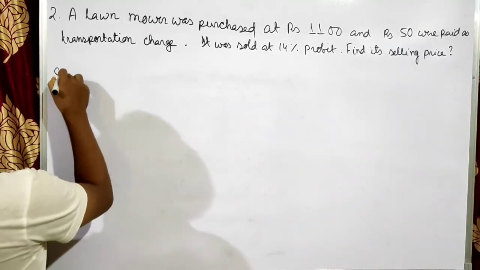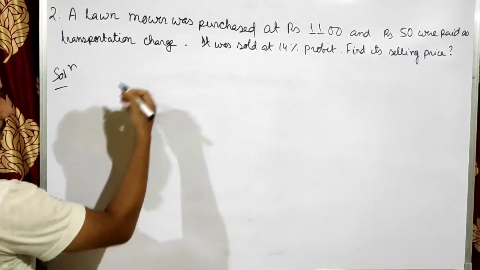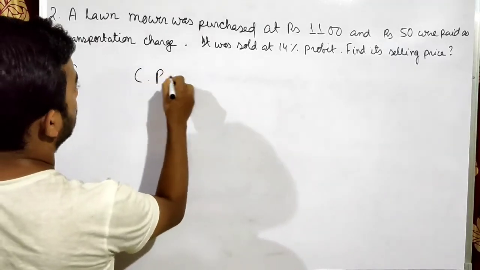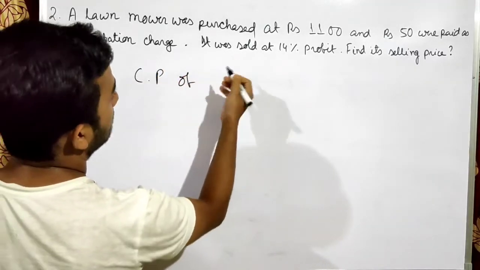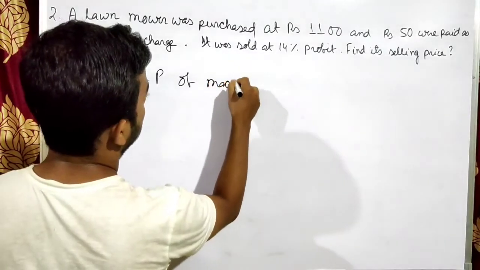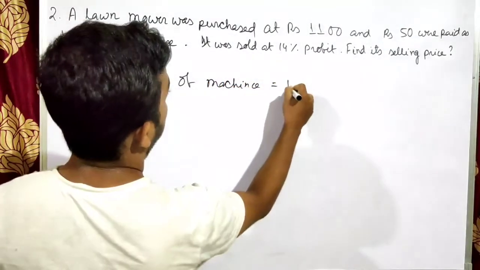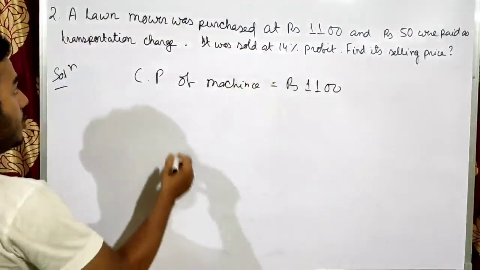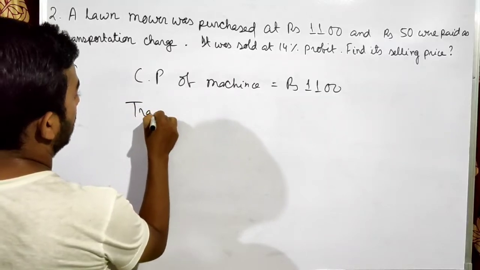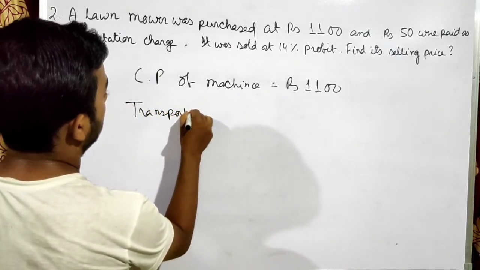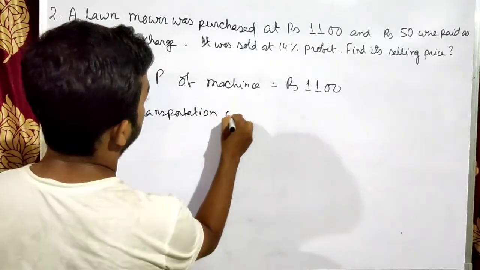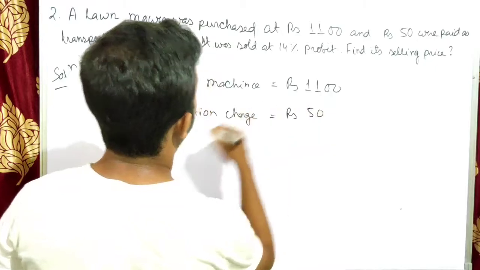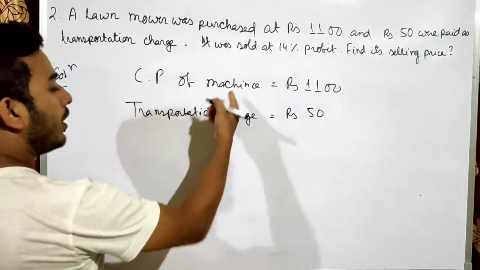First we have to find the effective cost price, isn't it? For finding the effective cost price, we first write the cost price of the machine. Cost price of machine equals how much? Rupees 1100. Okay, then transportation charge, it is how much? Transportation charge equals rupees 50. Okay, so this will be included in the effective cost price.